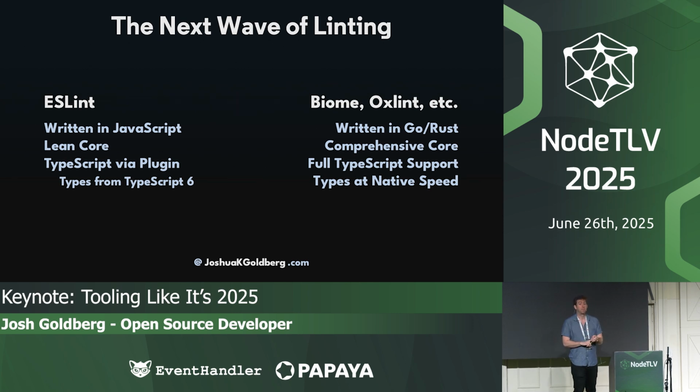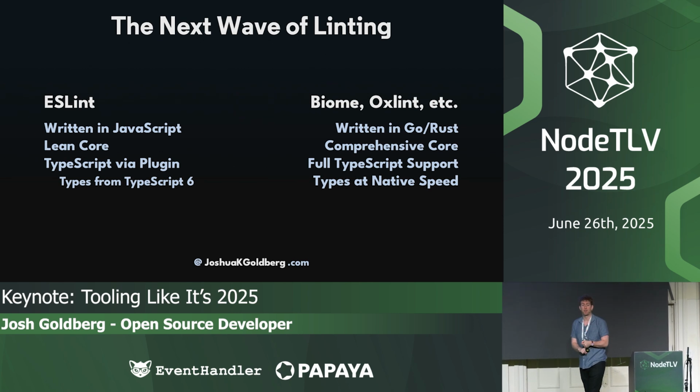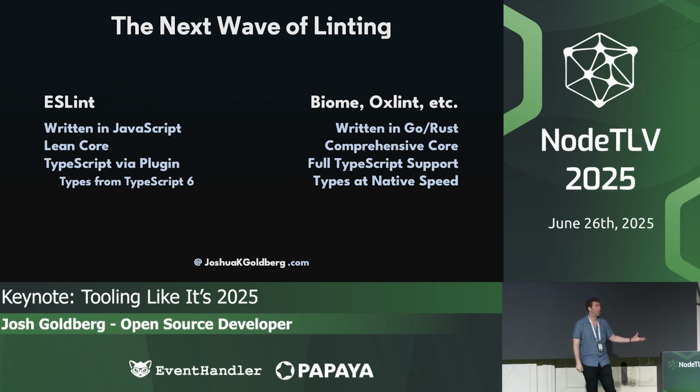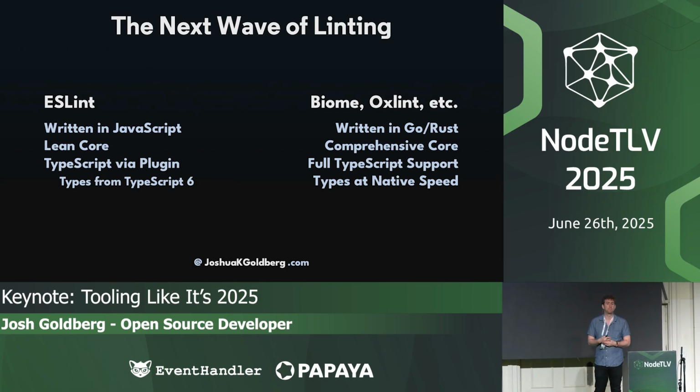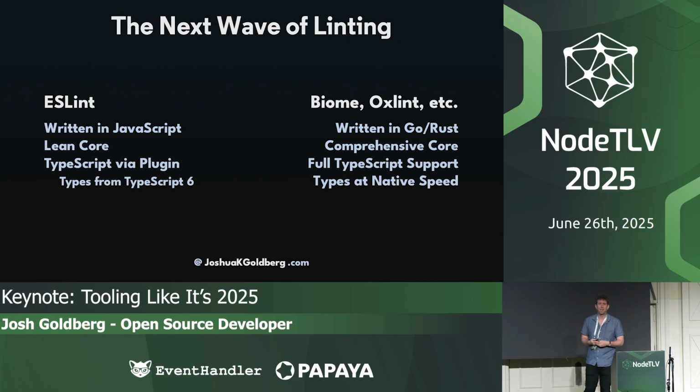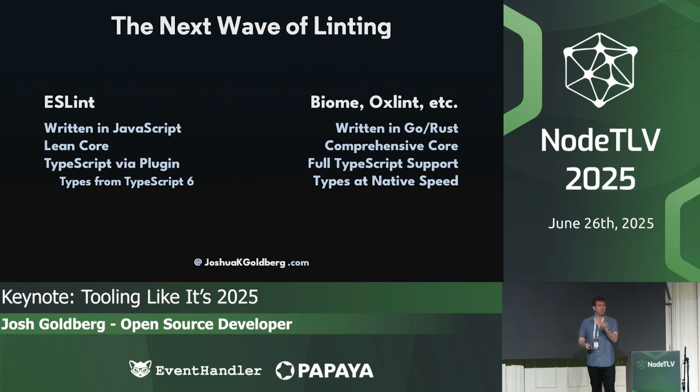ESLint has a lean core. You have to use plugins for a lot of areas of functionality, which is great for letting the community iterate, but not so great if you just want to get started. Biome, OXC, and so on, they build in a lot of the common community plugins and rules. ESLint doesn't support TypeScript natively. You have to have TypeScript ESLint. These ones also support TypeScript out of the box. And they use native speed types rather than the current JavaScript speed TypeScript.